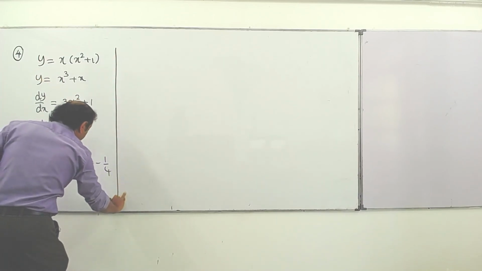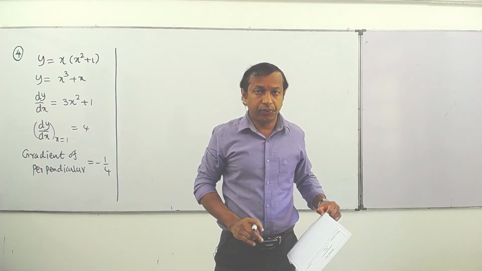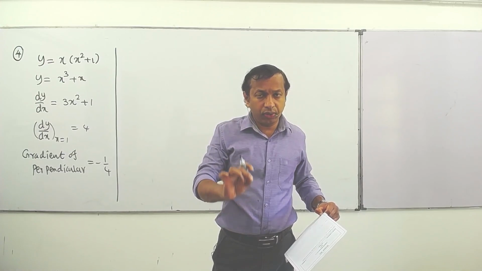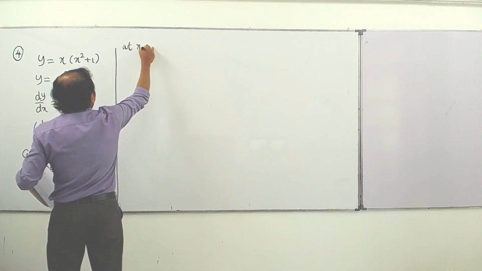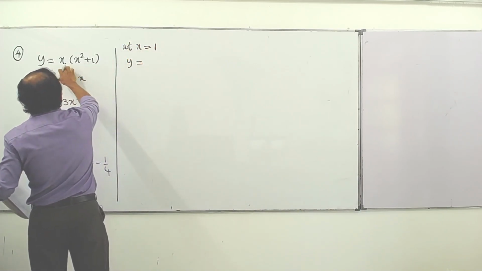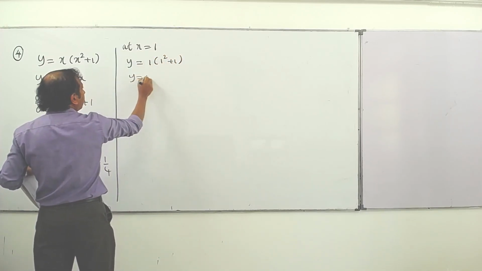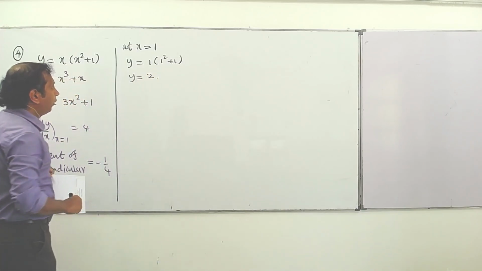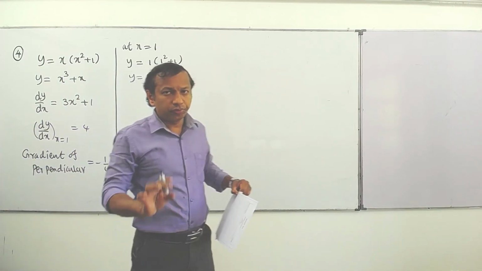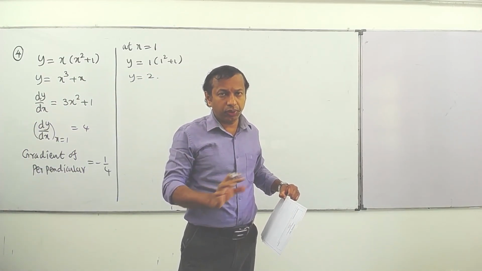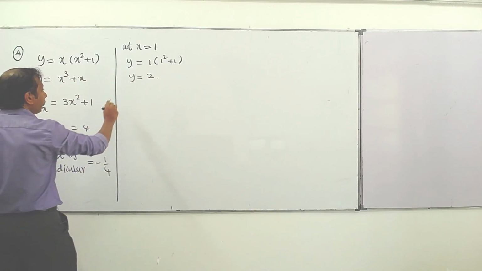Then we need to find the equation of the perpendicular at x equals 1. There we need the y coordinate at x equals 1. At x equals 1, y can be found. Here put 1, 1 squared plus 1. Here we get 2, no? We get y equals 2. Then we can write the equation of the perpendicular at the point x equals 1, y equals 2. Point is (1, 2).